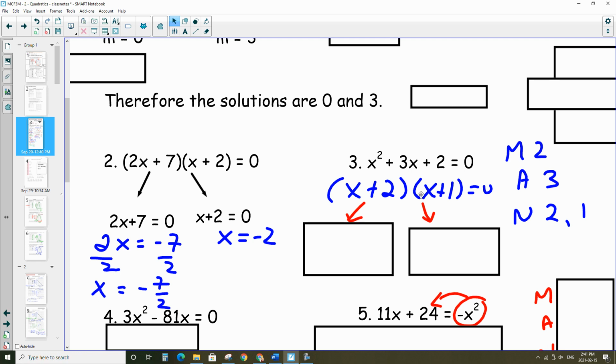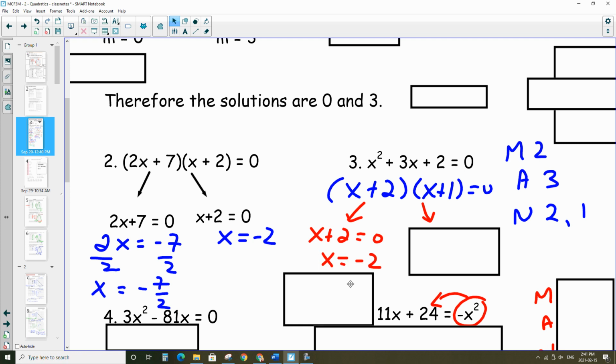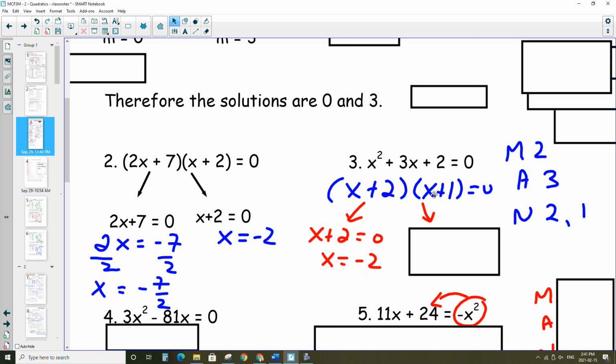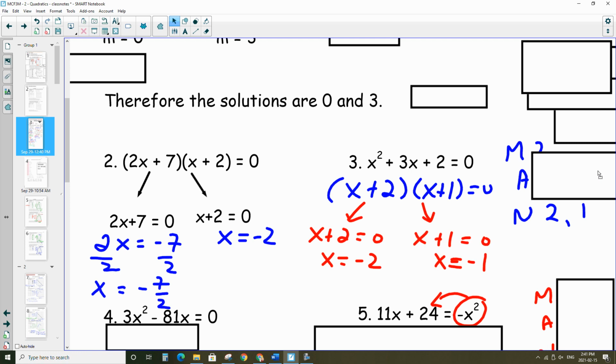Now I'm taking each of those brackets and solving for x. So x plus 2 is equal to 0, which means x is equal to negative 2. x plus 1 is equal to 0. Bring the 1 to the other side, it becomes negative. So we have x equals negative 1. So there are our two solutions.